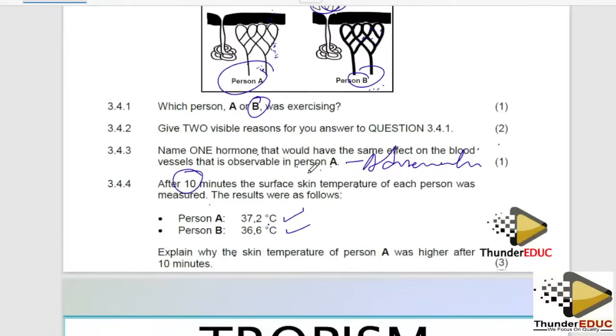Person A was not exercising, so was not exposed to any liquid that would make the skin colder. But because this one was exercising, the sweat was there, and the sweat made the skin surface lose heat, so the skin surface became colder. That's why this person has a lower temperature compared to this, but only at the skin.